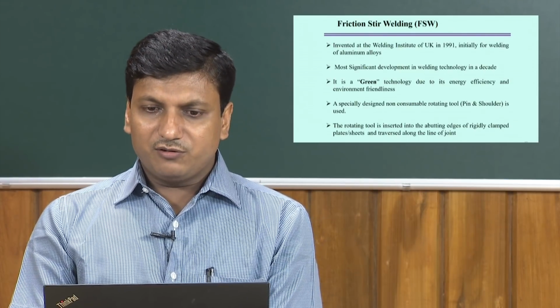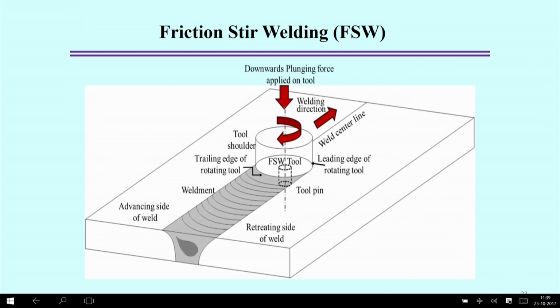Now, if we look into the details of this process schematically, you can see two materials and different joint configurations. Nowadays, both butt as well as lap joint configurations can be welded using the friction stir welding process. In this case, we keep the two materials in lap or butt configuration, and at the interface of the materials we insert the tool and then start moving the tool.